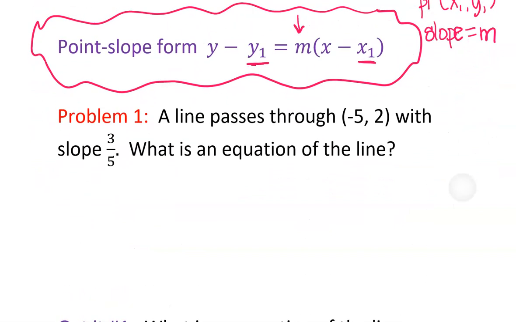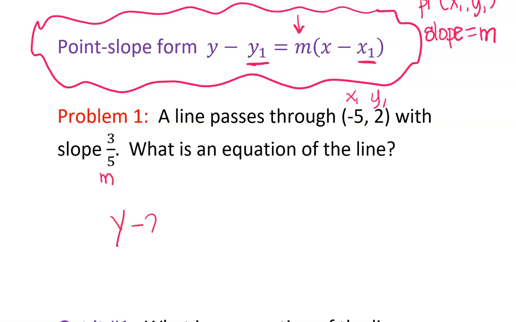Here's an example. Problem 1. A line passes through -5, 2 with a slope of 3/5. What's the equation of the line? Now they're not asking for a specific form, they just want an equation. So all we're going to do is plug it in. So this -5 will be x1, the 2 will be y1, and the slope will be m.